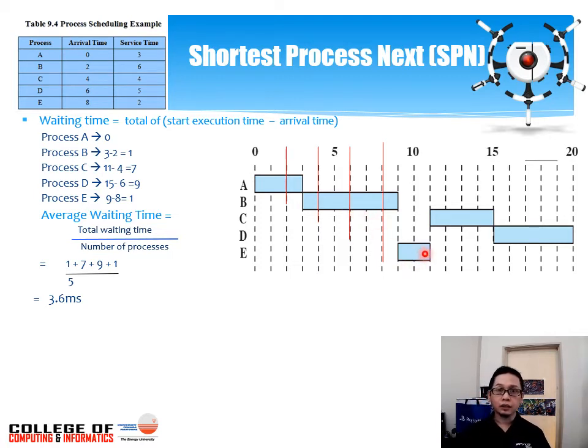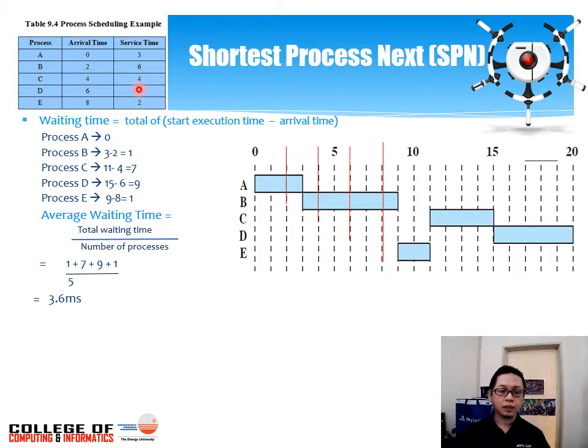Now, after E executes, the next decision is between D and C. Between D and C, which one is the shortest? Of course, C is the shortest. So C gets executed next. And lastly, only D will execute because there are no more waiting processes. So the key here is that the decision of which process executes next is based on the service time. The process with the shortest service time will be picked to be executed.